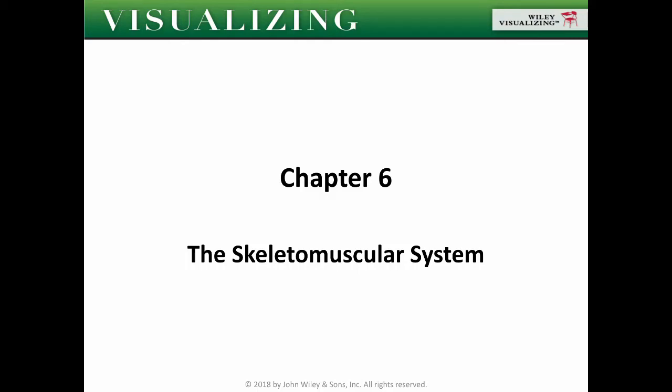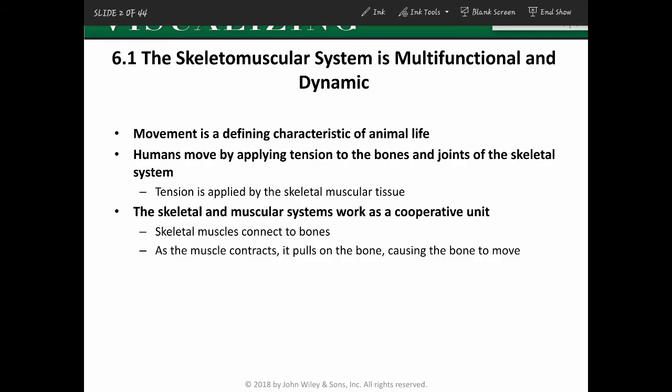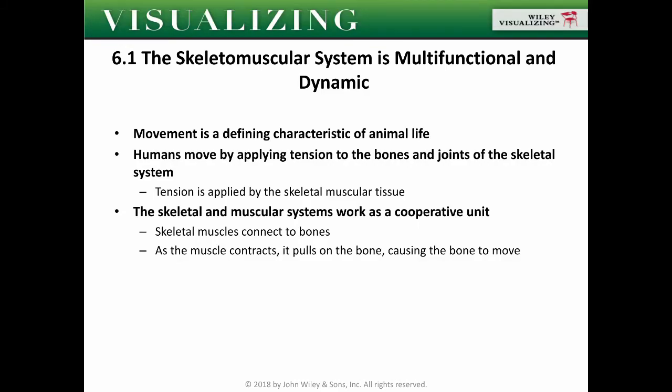Good day. In this lecture, we will be discussing the skeletal-muscular system. The skeletal-muscular system is a multifunctional and dynamic system. Its most important function is locomotion, enabling movement. Movement is a defining characteristic of animal life.